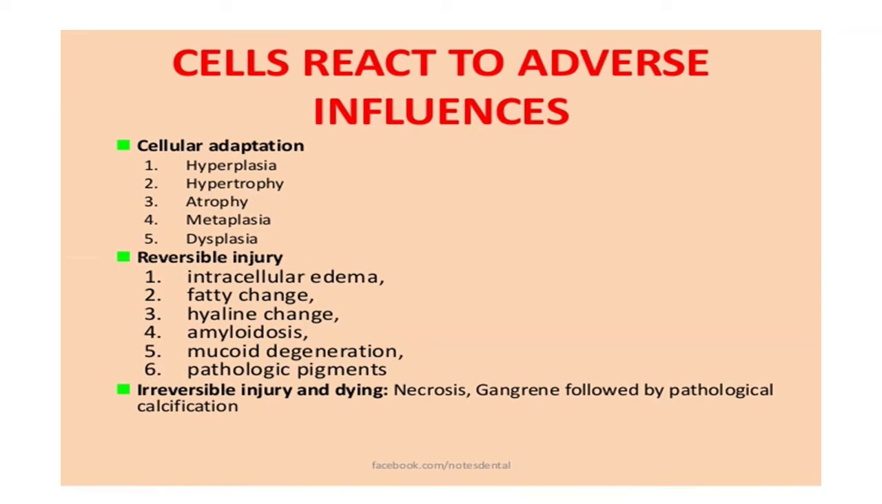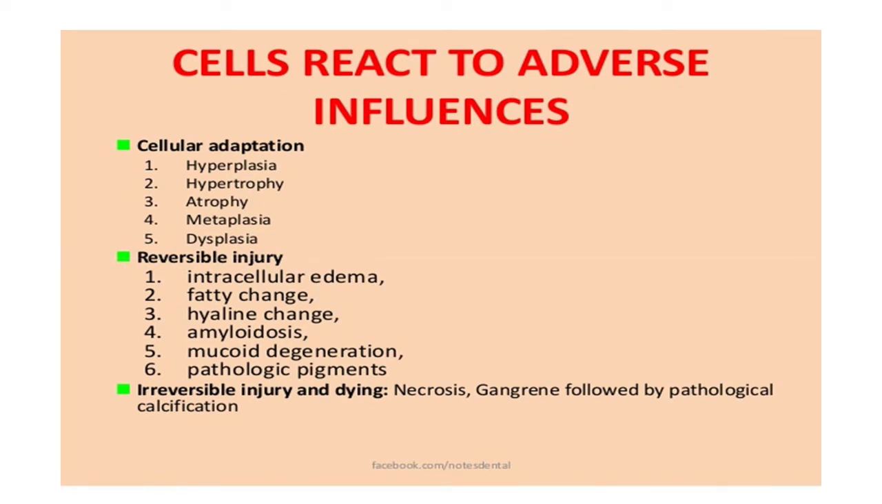So they are influenced in three main ways. They either adapt, and after adaptation, they become reversible or they go irreversible. So if there are external stresses, if they are constrained on a cell, they go through cellular adaptation processes. And we have 5 main cellular adaptation processes: hyperplasia, hypertrophy, atrophy, metaplasia, and dysplasia.